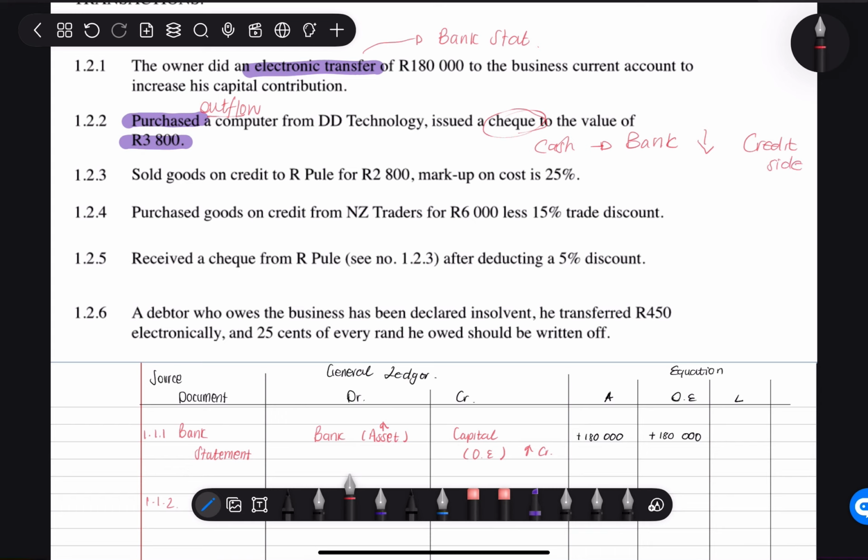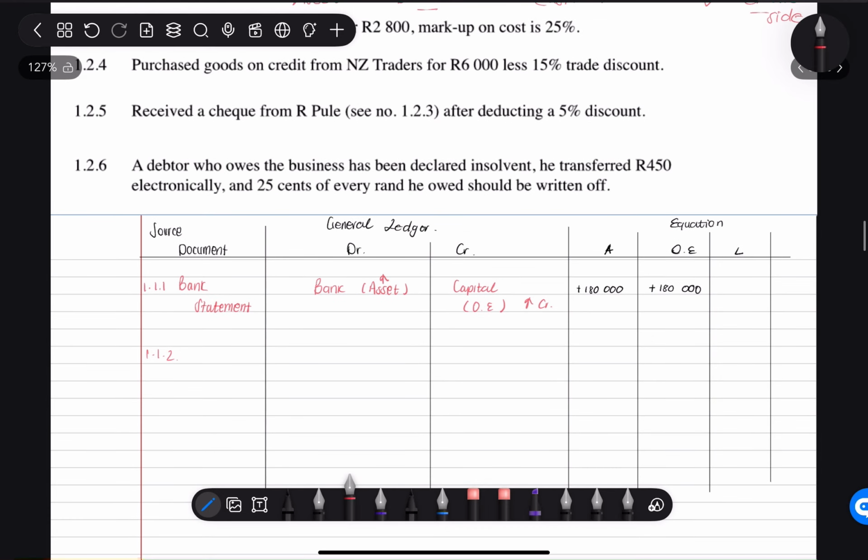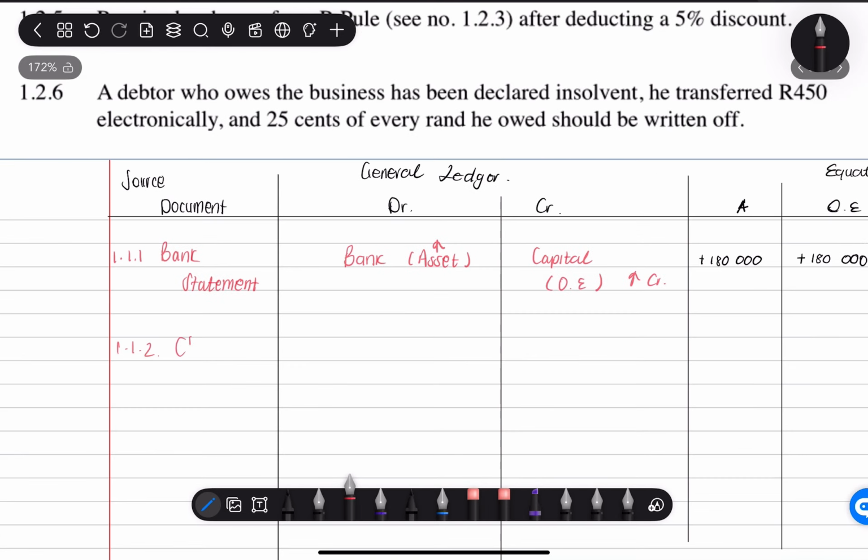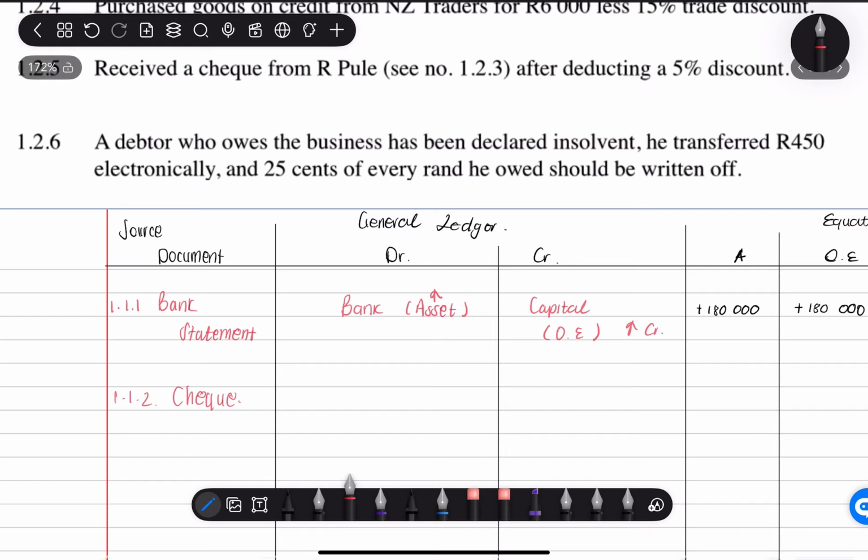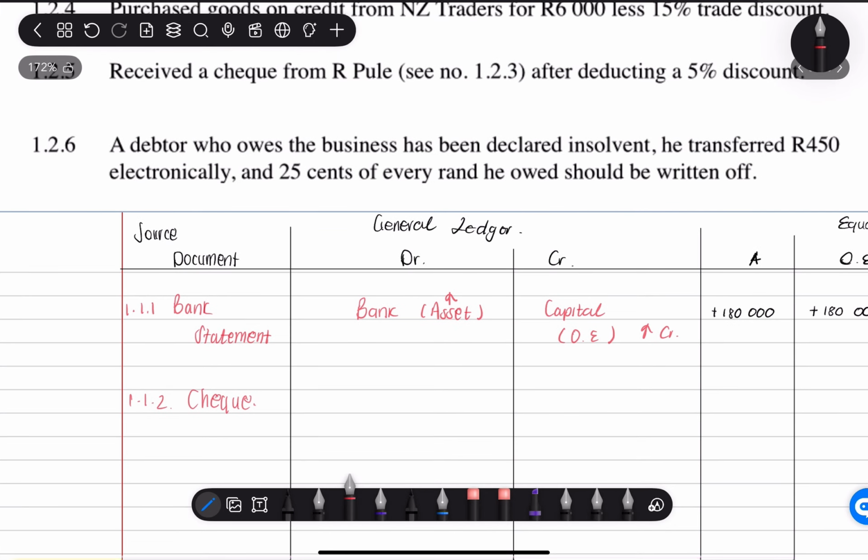But what will increase? We got a computer, so it's an asset. And an asset will then increase on your debit side. So here you go, you've got a credit and you've got a debit. So a computer could then be considered an equipment. 1.2.2, where will this be shown? So check, they said they used a check. So we check. Then we're saying, what did we say will be debited? Our equipment will be debited. Equipment.